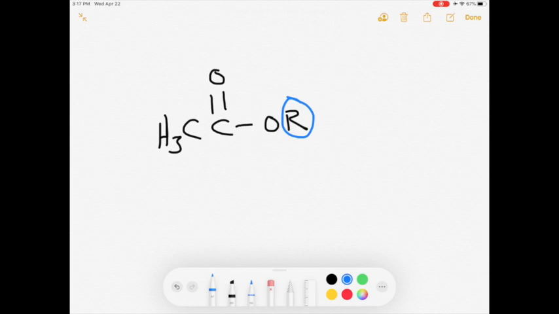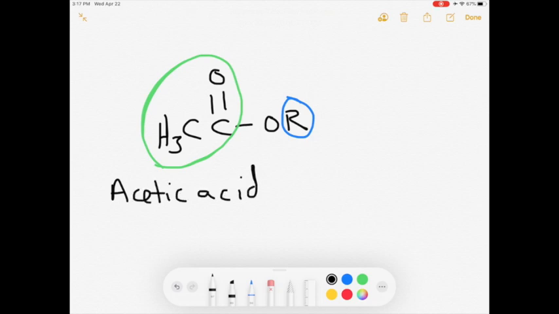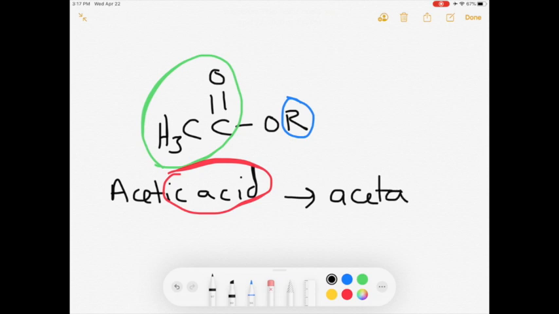And the second name is the parent acid with ic acid being replaced with ATE. Okay, so right here is what we're talking about. So this is from acetic acid. So what we would do is we would take out the IC acid. So this portion here, we're going to remove that, and it becomes acetate. Okay, so we'll name the R first, whatever it's going to be, and then we end with acetate. So I'll give you an example of one of those.